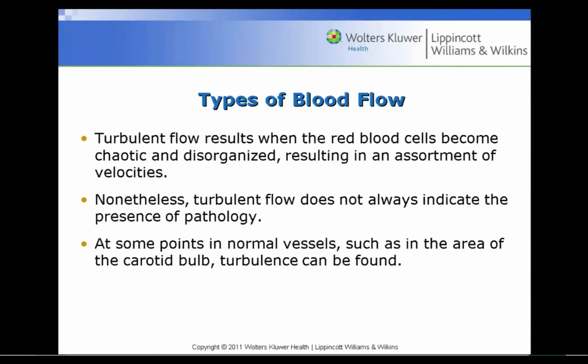Turbulent flow results when red blood cells become chaotic and disorganized, and this results in many, many different velocities. It doesn't always mean that there's pathology, because we do have some areas in our body where turbulence is normal. Let's look at figure 4-9 with turbulent flow and the Reynolds number here.